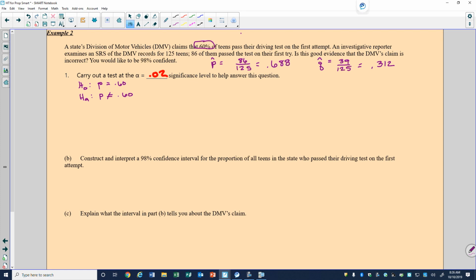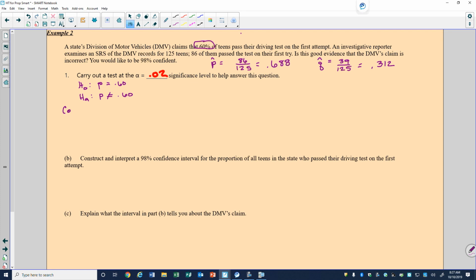Okay, so it does look like I got a higher result. It's not a lot higher. It's 68 where they claimed it was 60. So this could be just random variability. Depending on the standard deviation, it could be way above the mean. So we're going to run this test to help us figure that out.